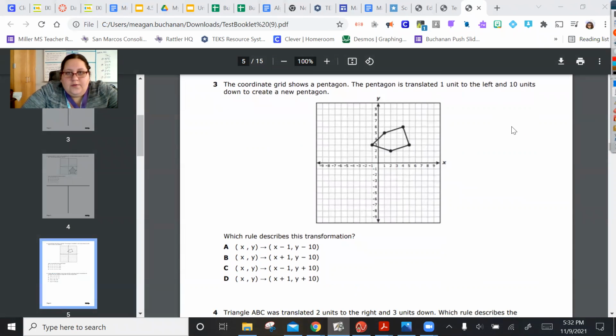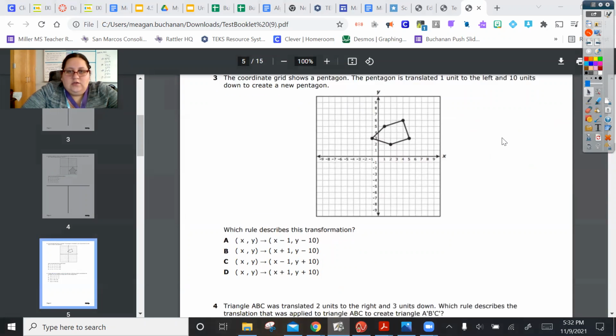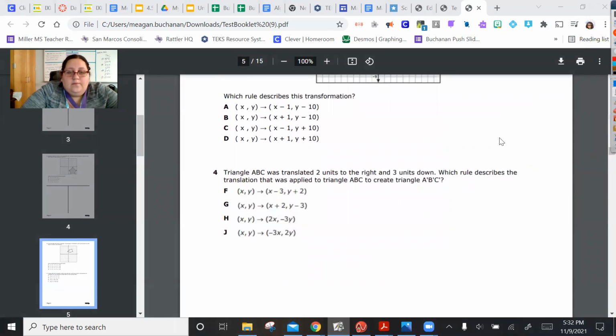Okay, the coordinate grid shows a pentagon. The pentagon is translated 1 unit to the left, 10 units down. What is the new pentagon? So x minus 1 to go to the left, y minus 10 to go down. Minus 1, minus 10 is A. Those aren't too bad. You're just trying to do up, down, left, right. You've got to know where you're adding or subtracting, and if you do addition or subtraction.